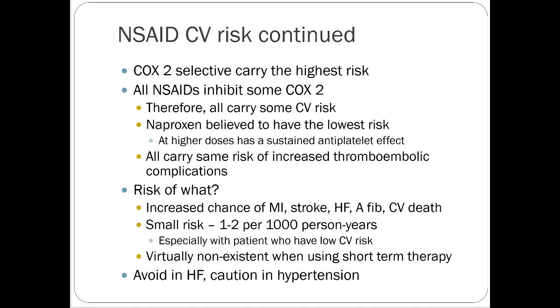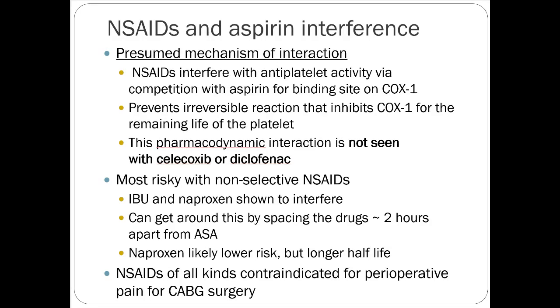So what's the risk? Small, usually 1 to 2 per 1,000 person years. And if somebody has low CV risk or none, there's virtually no risk in taking NSAIDs. And also, if you take into consideration short-term acute therapy, there's also very little risk. So every once in a while you see articles like this pop up that are sort of like, don't take NSAIDs, they're bad for your heart. Well, they might be, but only probably if you have some pre-existing conditions or you're taking them really regularly for a long period of time. Generally speaking, heart failure patients and people with uncontrollable hypertension should avoid NSAIDs altogether, though.